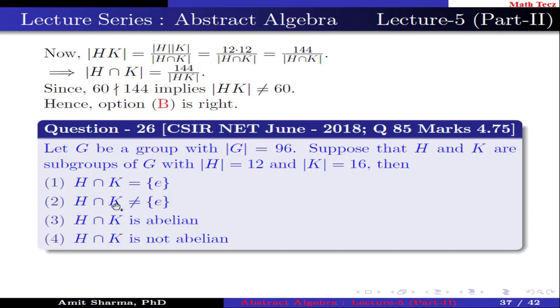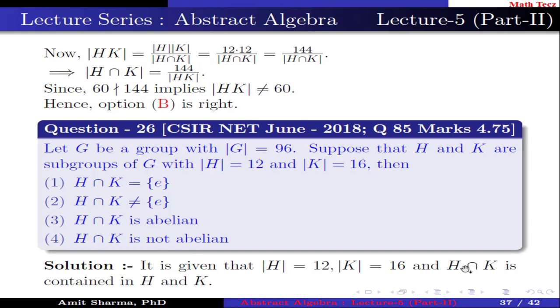Option 2, H intersection K is not equal to identity. Option 3, H intersection K is abelian. Option 4, H intersection K is not abelian. It is given that order of H is 12 and order of K is 16, and H intersection K is contained in H and K.